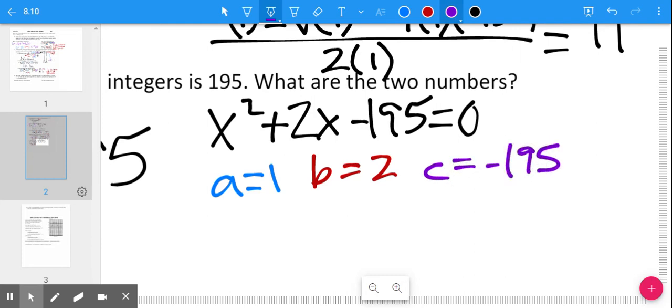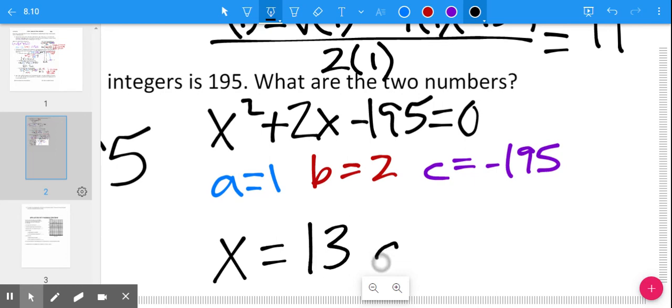You can plug it into the quadratic formula and you'll find out that x equals 13. So to find the next number, you do x, which is 13, plus 2, and you get 15. So our two numbers are 13 and 15. Both of those are odd, and when you multiply them, they do give you 195.